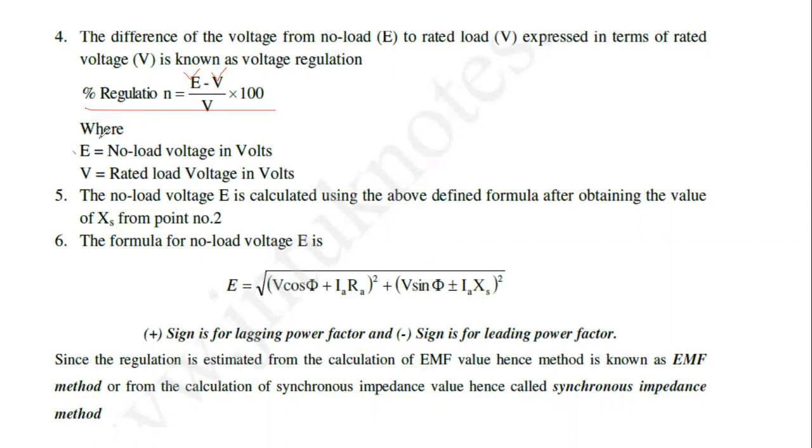In this case, E is called the no load voltage in volts and V is called the rated voltage. Therefore, the no load voltage is calculated using the above defined formula. What is the formula for E? E is equal to the square root of (V cos phi plus IA RA) whole square plus (V sin phi plus or minus IA XS) whole square. This is the voltage regulation formula, E minus V by V.